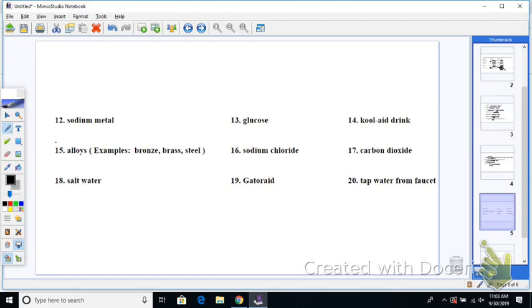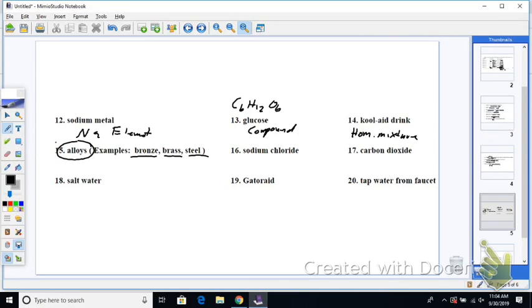You have to describe element, compound, and if it's a mixture, what kind of mixture it is. Sodium metal is Na. That's an element. Glucose, we know that is C6H12O6 from biology, and so that's a compound. Kool-Aid was our example. You can't tell the different parts. You can't pick them out. It's a homogeneous mixture because we know it's a mixture of things. Bronze, brass, and steel, they're all alloys. And all alloys are just mixtures of metal. And they are homogeneous mixtures because you can't tell one atom from the other in the mixture.